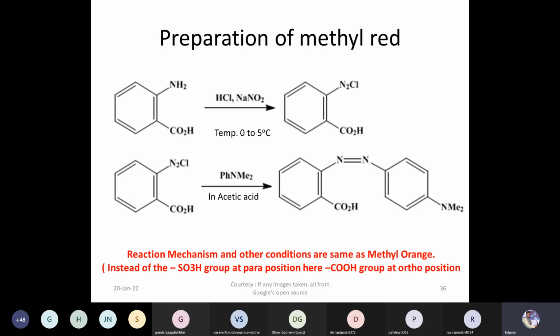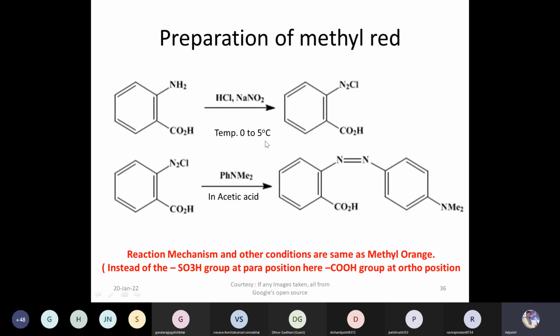As discussed earlier, in sulfanilic acid we had SO3H group, whereas in anthranilic acid we have carboxylic acid, that is called COOH group. Now COOH and NH2, both groups are present, that's why we can call it a compound of amphoteric nature. Here in this reaction we have to take anthranilic acid, then add NaNO2 plus HCl at 0 to 5 degrees centigrade.